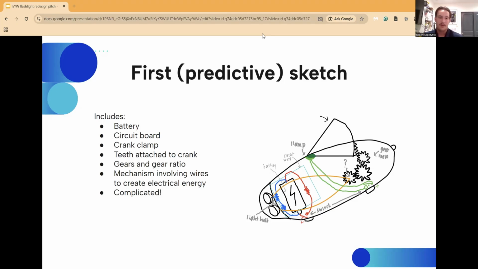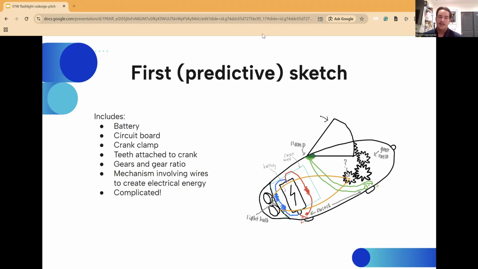I assumed that since the crank took a little oomph to operate, that there was a gear ratio in order to create more energy from each pull. You can see in the middle of the drawing, I was unsure how the rotational mechanical energy was converted into electrical energy, so I just drew some wires connected to a gear, which I suppose wasn't too far off of how it actually worked. That electrical energy then went through the circuit board and to the bulbs.